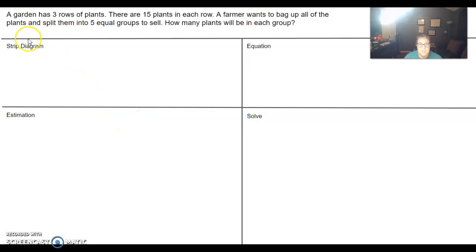Your second question says a garden has 3 rows of plants. There are 15 plants in each row. A farmer wants to bag up all of the plants and split them into 5 equal groups to sell. How many plants will be in each group? Again, read the problem again. Create a strip diagram, equation, estimation, and solve. Check your answer with your estimation to make sure it made sense.